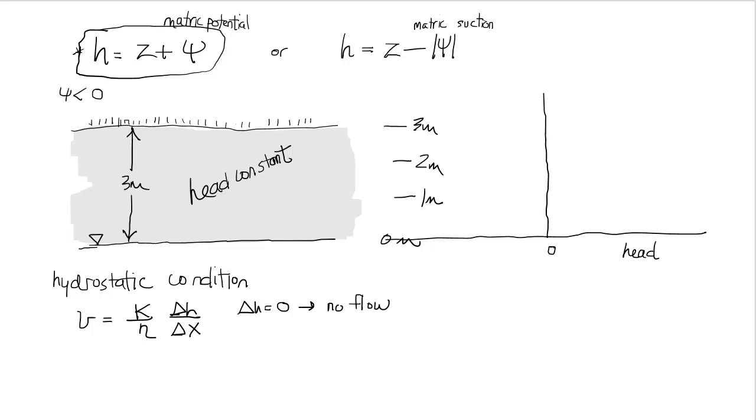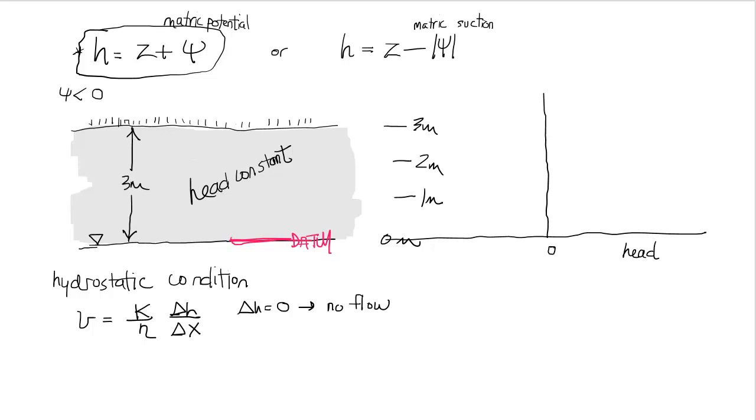And the easiest way to do that, remember when we define the head, it involves Z, and Z is the elevation above some datum elevation. So we can arbitrarily pick that datum elevation, and to make things really easy, I'm going to pick the datum elevation as the elevation of the water table. So this line here, this is the datum elevation. And at the water table, so the datum is the water table.